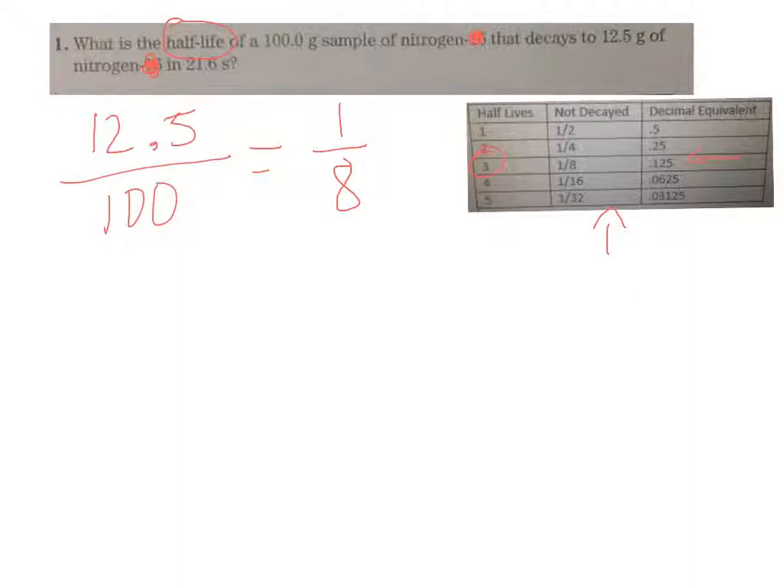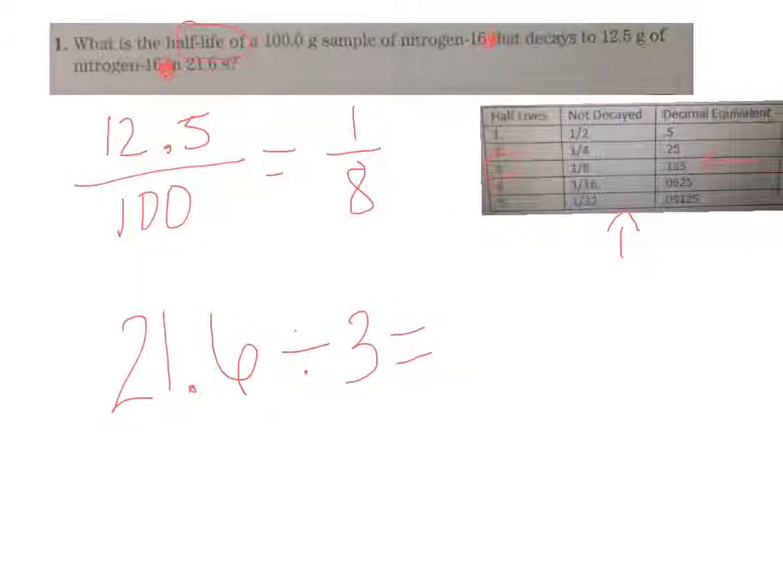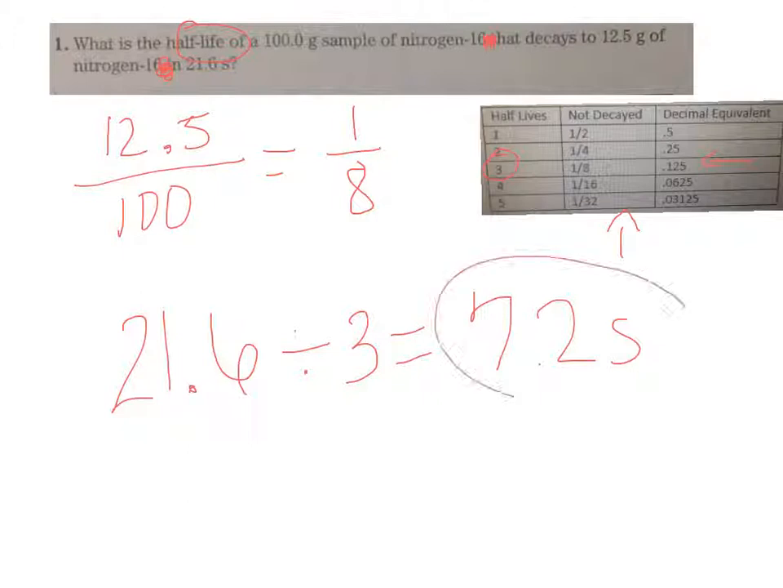Now is that what the question is asking for? No, it's not asking for the number of half-lives, it's asking for the length of one half-life. We know the total amount of time is 21.6 seconds. If 3 half-lives have occurred, we just need to divide 21.6 by 3, and that's going to give you 7.2 seconds.